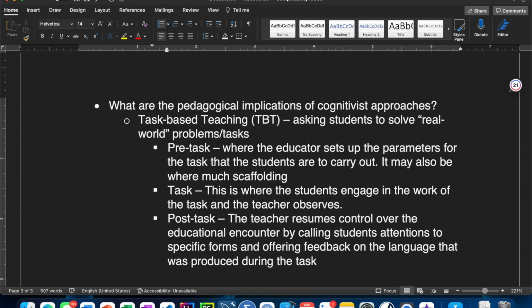And you may be familiar with task-based teaching. You may have encountered it in your own language teaching or in your own language learning. You may have encountered it in other educational contexts. Task-based teaching is actually surprisingly popular and is still around in many different forms today.